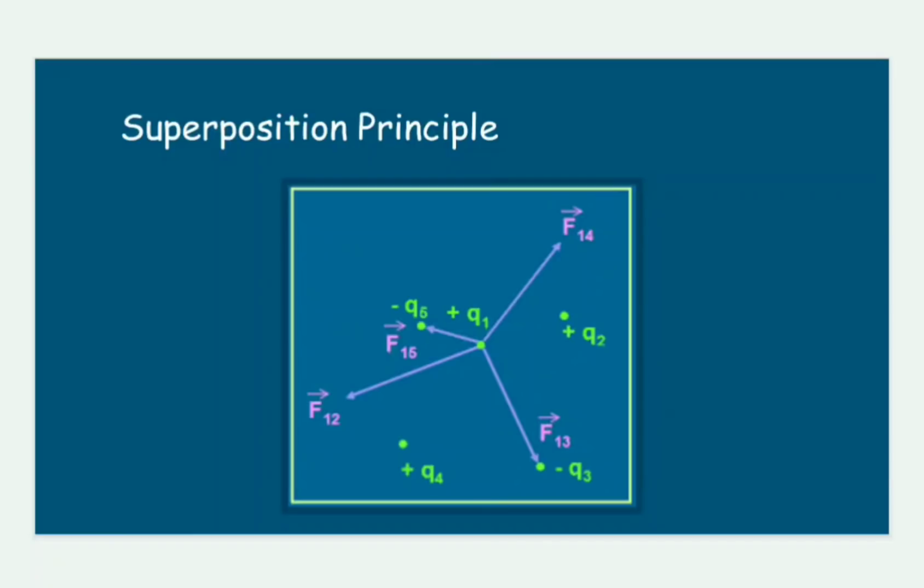But in the case of Q3 and Q5, we can see that the forces are again acting along the line joining, but in opposite directions. F13 is acting towards Q3 because they are getting attracted towards each other, and F15 is acting towards Q5 because in that case also they are attracted towards each other. Okay, this is all about the forces now. So now what is the superposition principle?